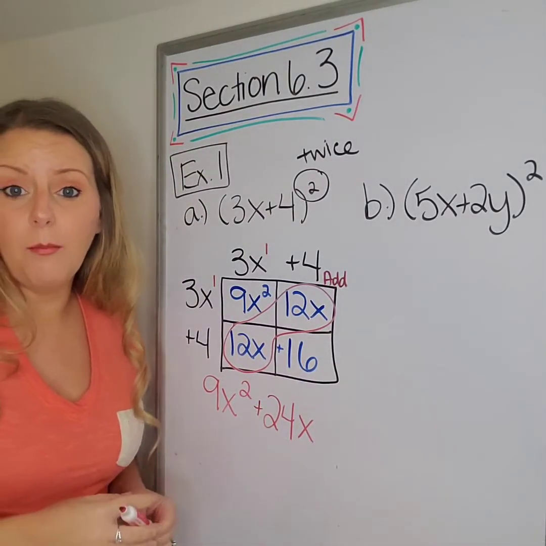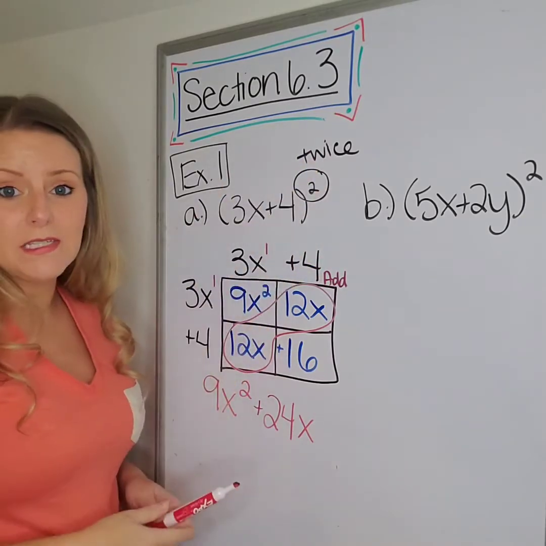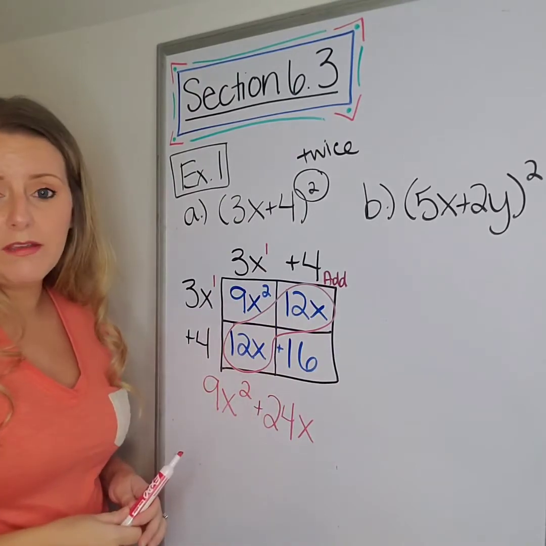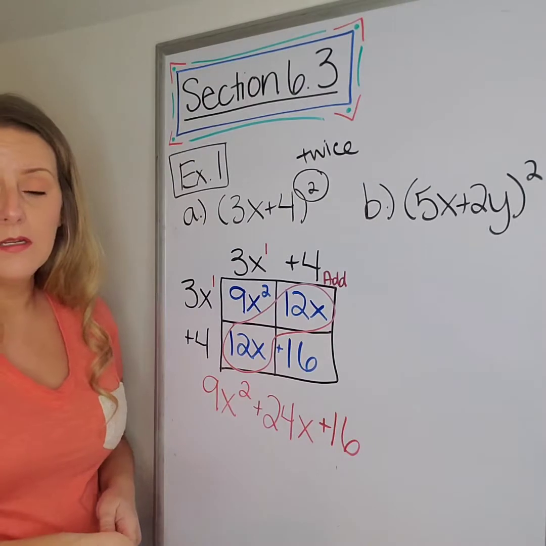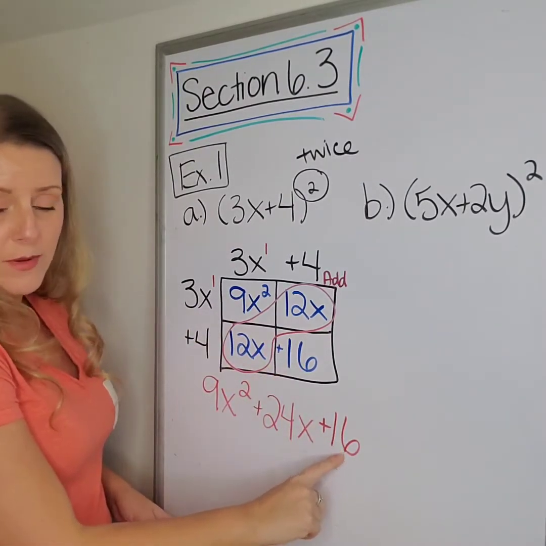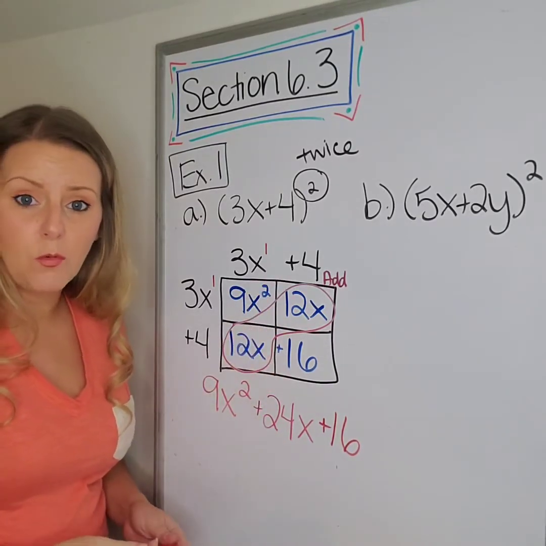This is called a double diagonal. Anytime you have the 2 here and you're doing it twice, you're going to have a double diagonal. 12 plus 12 doubles to 24. And then you just keep the plus 16. So you still have the first term hanging out by itself. You still have the last term hanging out by itself. And that middle term is just doubling. 12 plus 12 is 24.